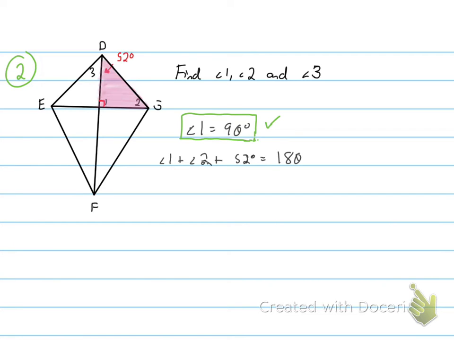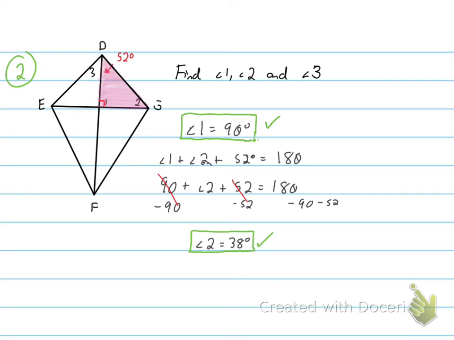Using the triangle angle sum theorem, I know that all the angles in a triangle have to add up to 180. So if I add up angle 1, angle 2, and that 52 degrees, I'm left with really only angle 2 to find. So if I subtract 90 and 52 from 180, I'm left with 38 degrees, and that would have to be angle 2.